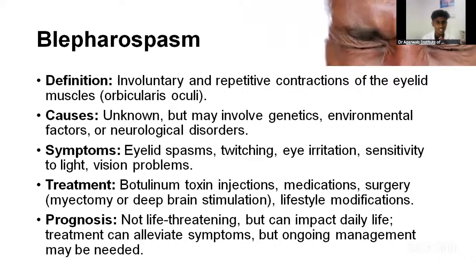Blepharospasm. The definition: involuntary and repetitive contraction of the eyelid muscles, orbicularis oculi. Causes: unknown, but may involve genetic, environmental factors or neurological disorders. Symptoms are eyelid spasm, twitching, eye irritation, sensitivity to light, vision problems. The treatments are botulinum toxin injections, medications, surgery, myectomy, or deep brain stimulation, lifestyle modification. Prognosis: not life threatening but can impact daily life. Treatment can alleviate symptoms, but ongoing management may be needed.